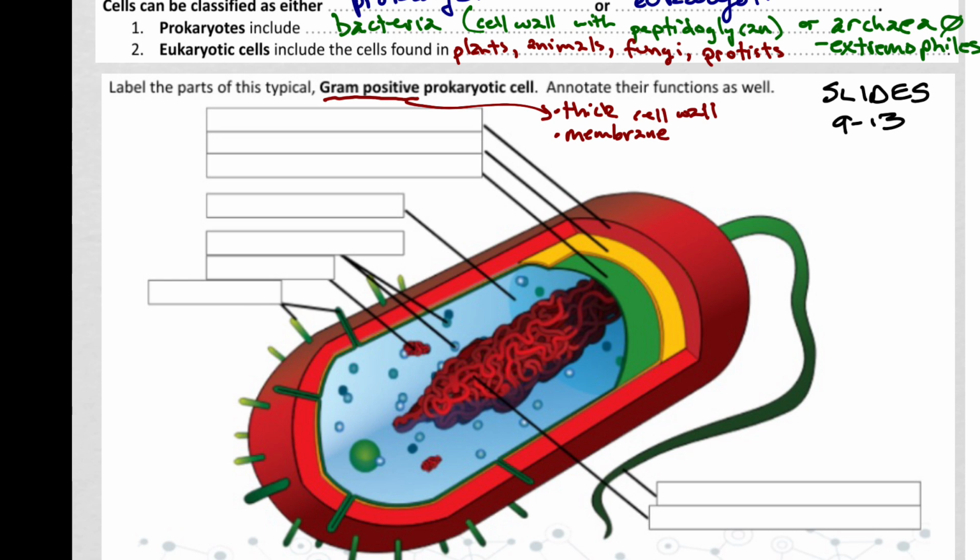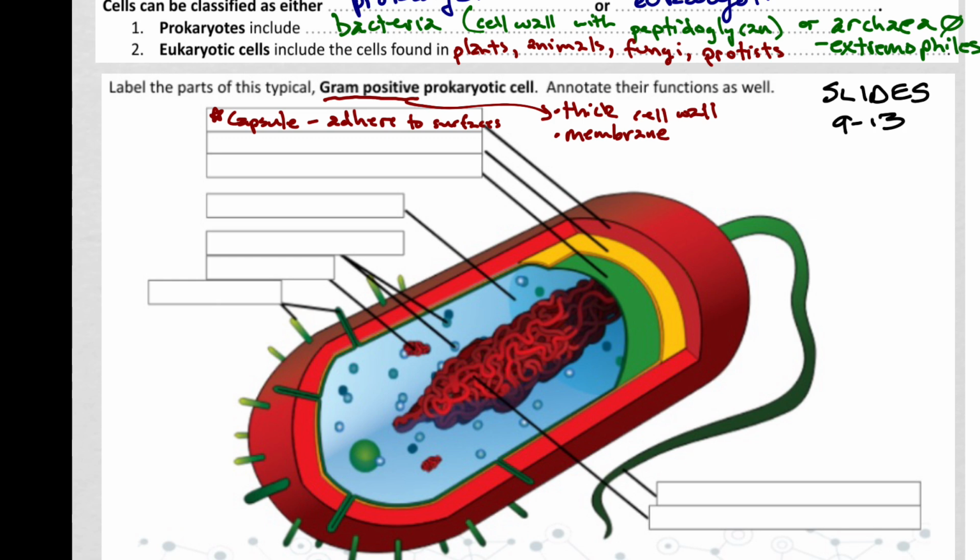All right, let's get right into it. Let's start off with the capsule. The capsule is a super sticky layer of polysaccharides that helps it adhere to surfaces and sometimes keeps it from dehydrating as well. I starred that to mean that not all bacteria have a capsule.